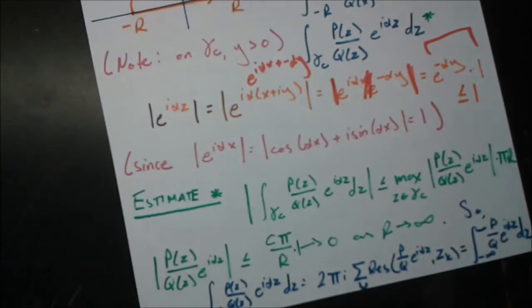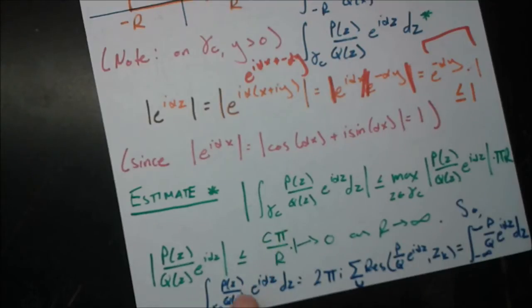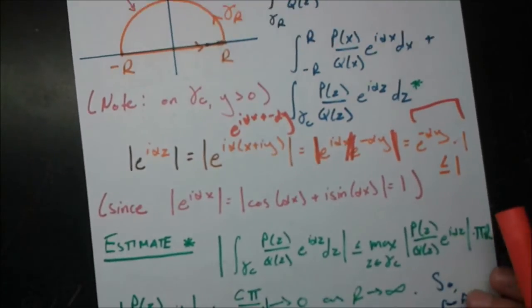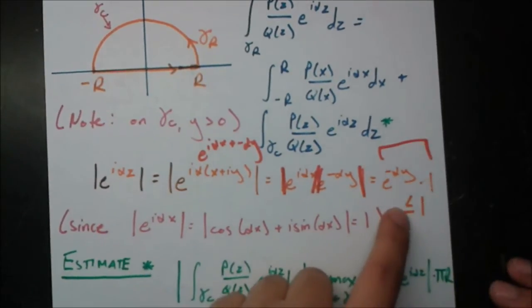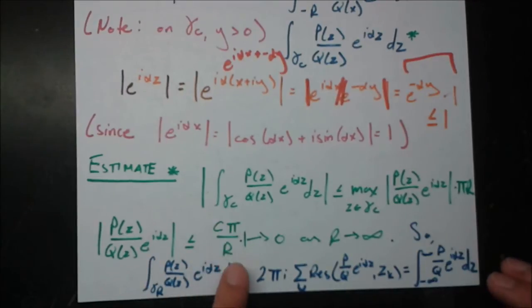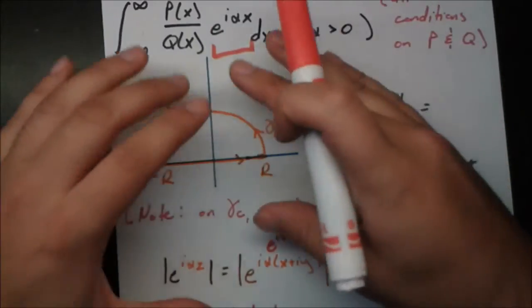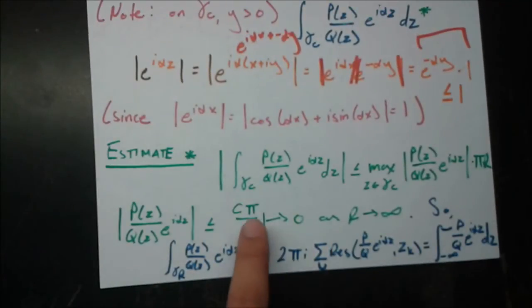From the previous video, if you remember, we already have an estimation for p of z over q of z. It's c pi over r. And now we have a new estimate for e to the I alpha z. We said that the modulus of e to the I alpha z is less than or equal to 1. So we can just put 1 right there, and we're just left with c pi over r. And as r approaches infinity, which means as the circle gets bigger and bigger and approaches the entire upper half plane, then c pi over r simply approaches 0.